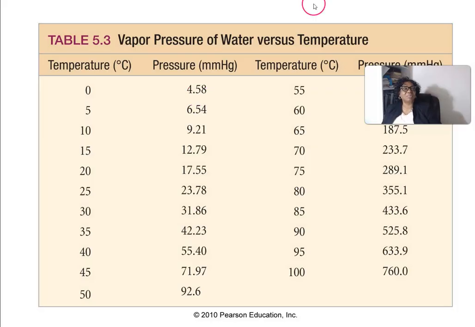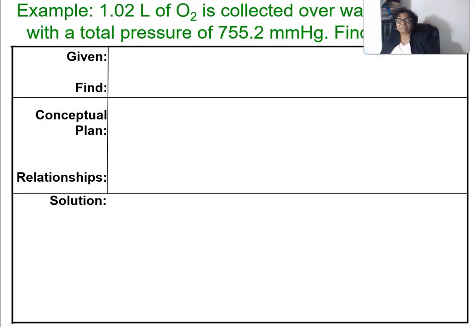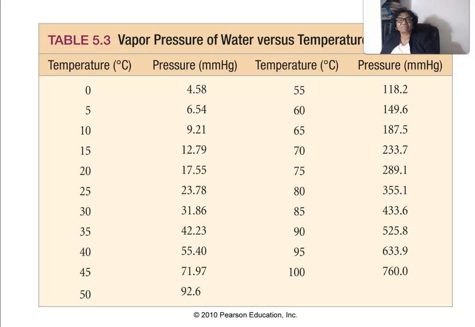So this is a table. This table shows you the vapor pressure and the temperature. So look at it. Make sure you reference this table if you have to know the vapor pressure, to subtract it so that you can get the pressure of your dry gas. Okay.